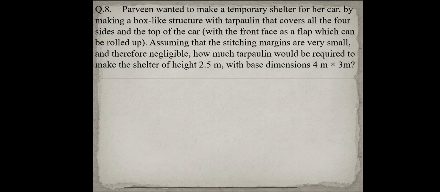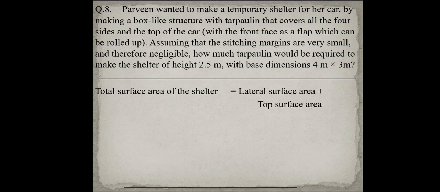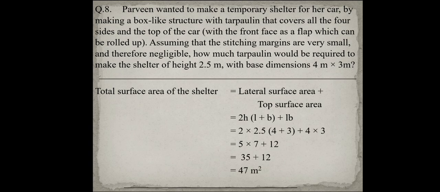So in this question, the total surface area of the shelter is the lateral surface area plus the top surface area. So that is 2h into (L plus B) plus LB. After putting the values, we find it 47 meter square. So 47 meter square of tarpaulin is required to make the shelter.